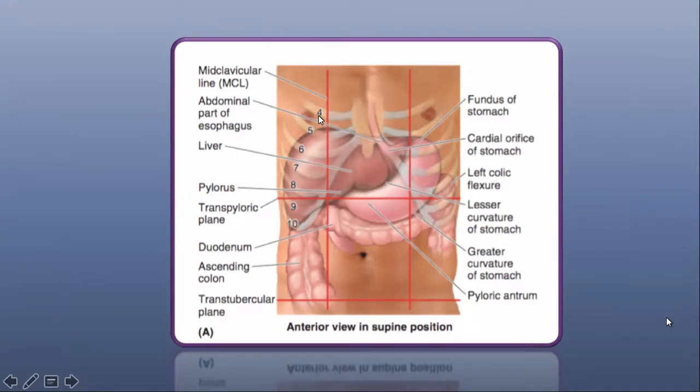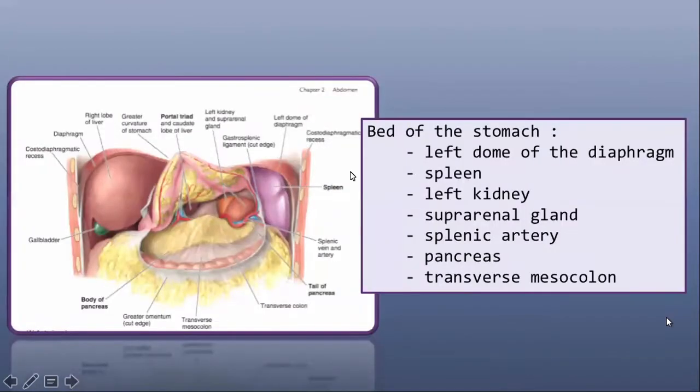relations. So this is your midclavicular line. Be familiar with your midclavicular line. This is your pyloric line. This is your transtubercular plane. Okay? So these are important things to note.